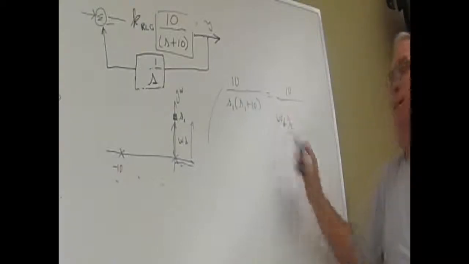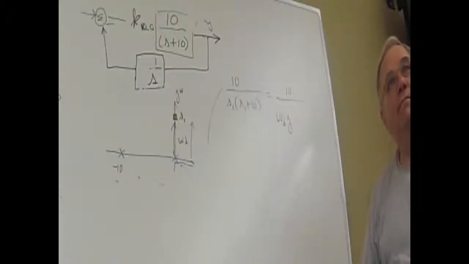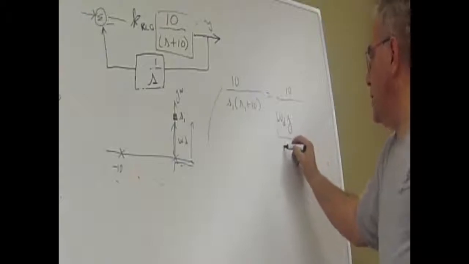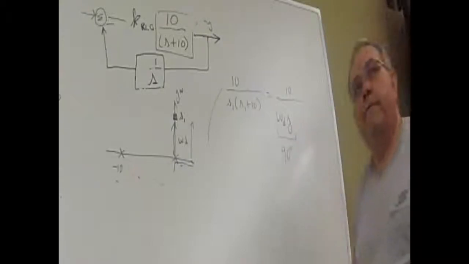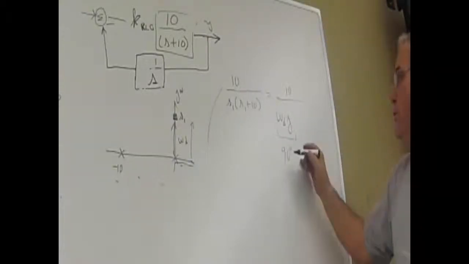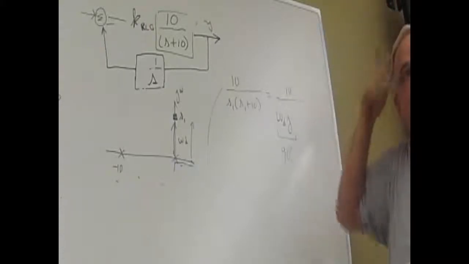What's the angle of omega j? 90 degrees, yeah? So I have 90 degrees from that guy. And when I move it to the numerator, it's going to be minus 90 degrees. So I'm halfway there.